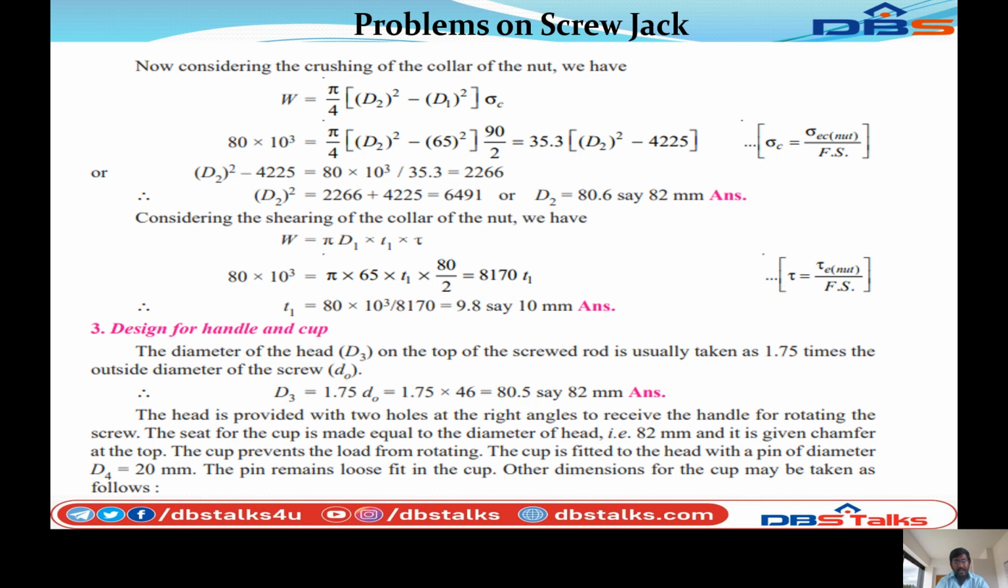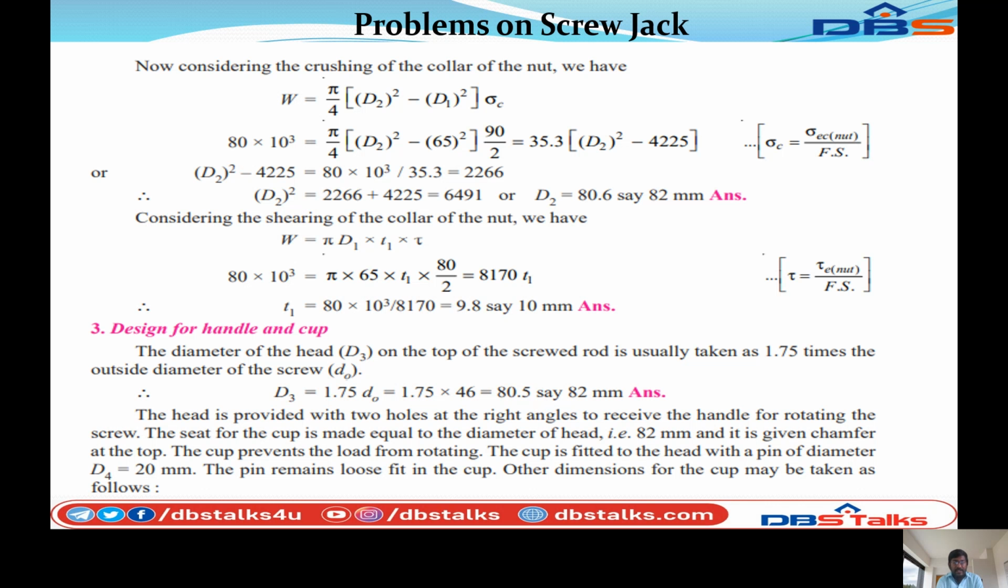The head is provided with two holes at right angles to receive the handle for rotating the screw. The seat for the cup is made equal to the diameter of the head, that is 82 mm, and is given a chamfer at the top. The cup prevents the load from rotating. The cup is fitted to the head with a pin of diameter D4 equal to 40 mm.